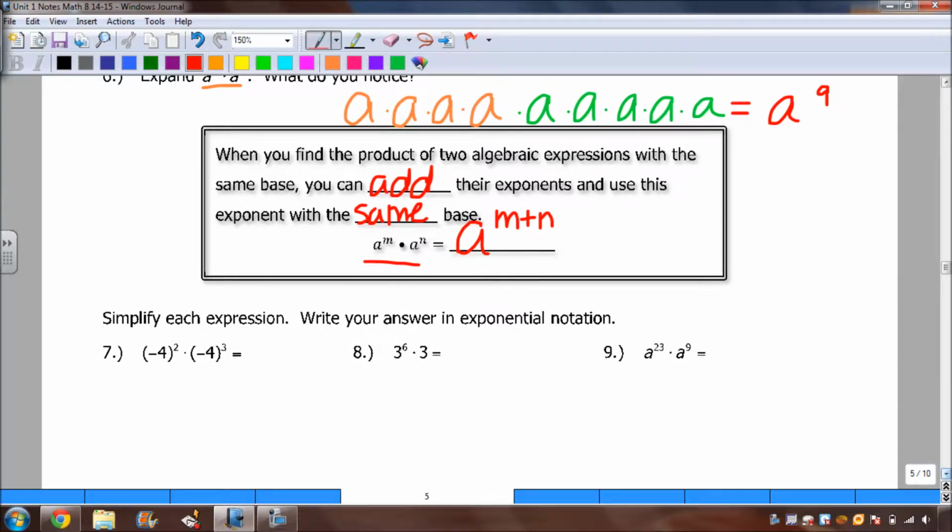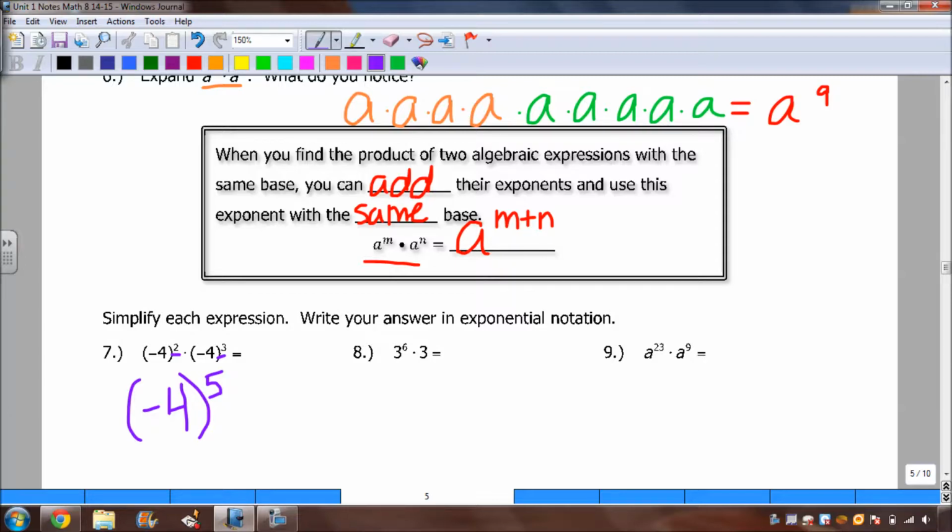So if I have negative 4 to the second power times negative 4 to the third power, all I have to do is keep my base the same, so it's still going to be negative 4. I must have parentheses, and it's all being raised to the fifth power, because 2 plus 3 is 5, okay?